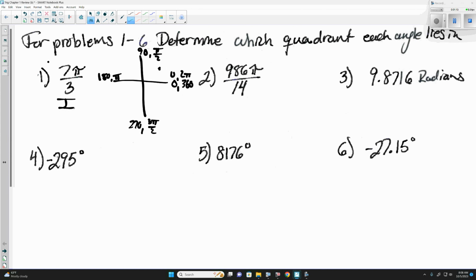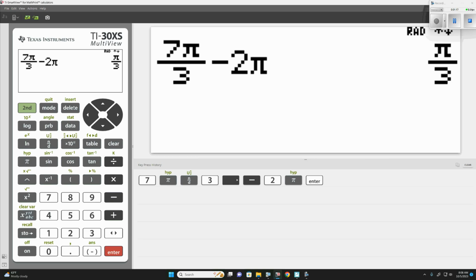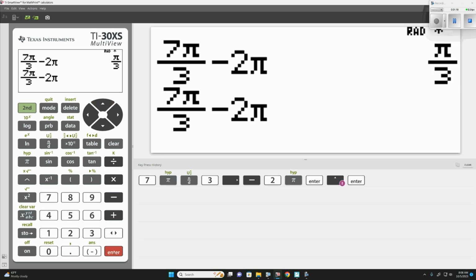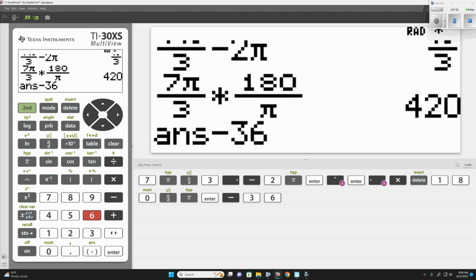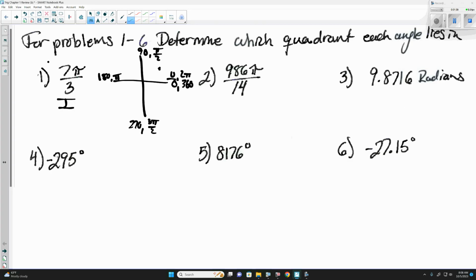So it's quadrant 1. Now, the other option is to convert it to degrees. And to do that, we would multiply it by 180 over pi and get 420. And do the same thing with degrees. Since this is bigger than 360, we would subtract 360 from it and get 60 degrees. Well, 60 degrees is between 0 and 90, so we're still in quadrant 1.